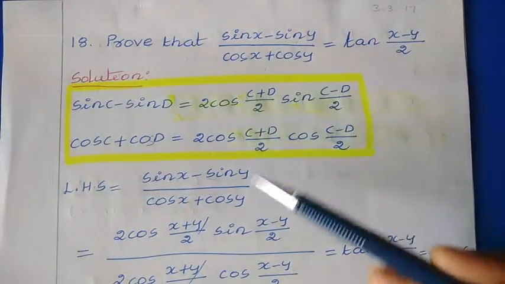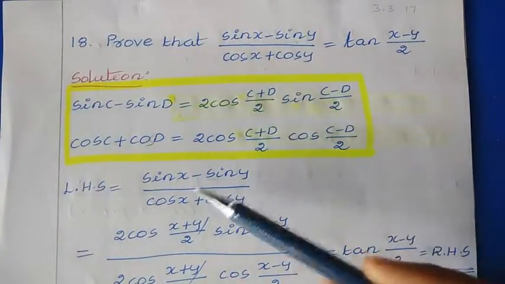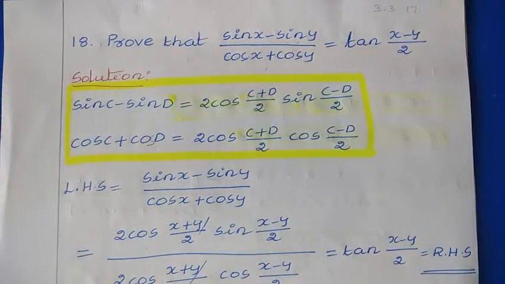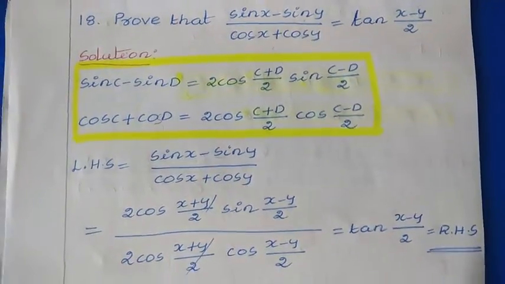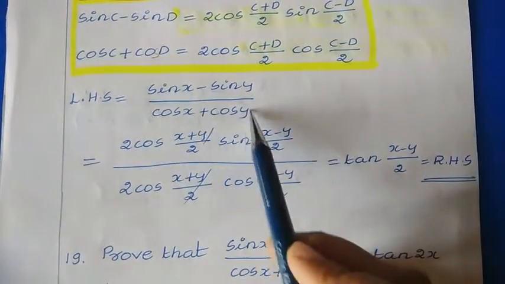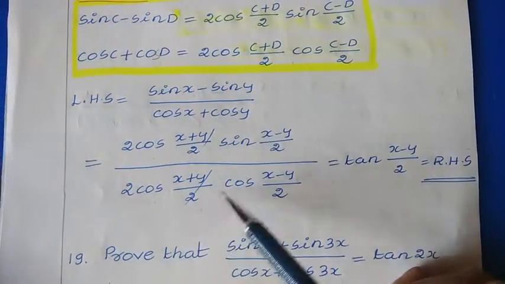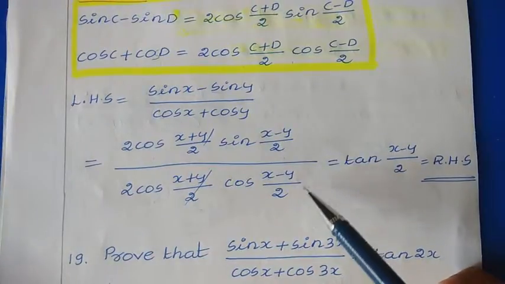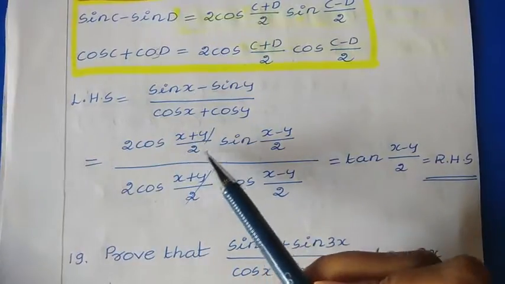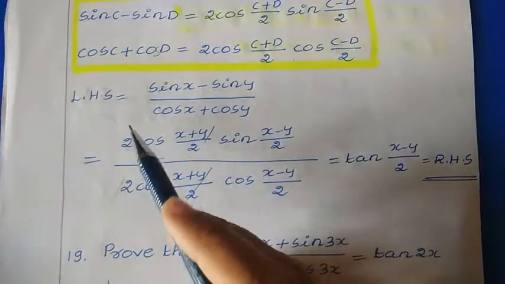So now let us take the LHS. For this, I'm applying this formula, where C is x and D is y. So we get the answer 2 cos (x plus y) divided by 2 into sin (x minus y) divided by 2. Then for this, apply this formula. So 2 cos (x plus y) divided by 2 into cos (x minus y) divided by 2. So now here we have same values. You can cancel cos (x plus y) divided by 2 and cos (x plus y) divided by 2, and this 2 you can cancel.